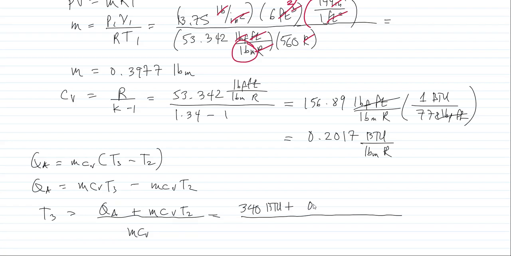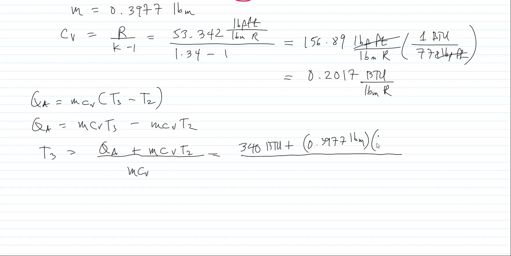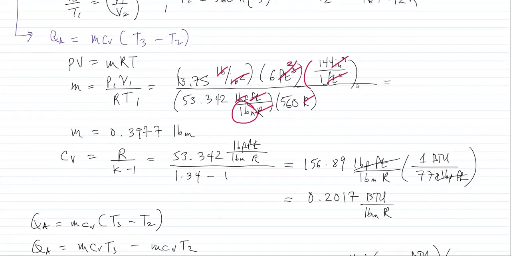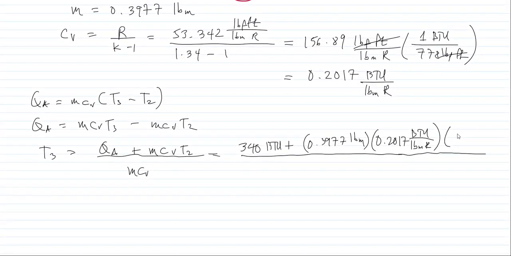Mass is equal to 0.3977 pound mass. Multiply that by the CV, 0.2017 BTU per pound mass Rankine. And then multiply that by T2. We have solved T2 a while ago. T2 is 967.92. And then this would be 0.3977 pound mass multiplied by the CV, BTU per pound mass Rankine.